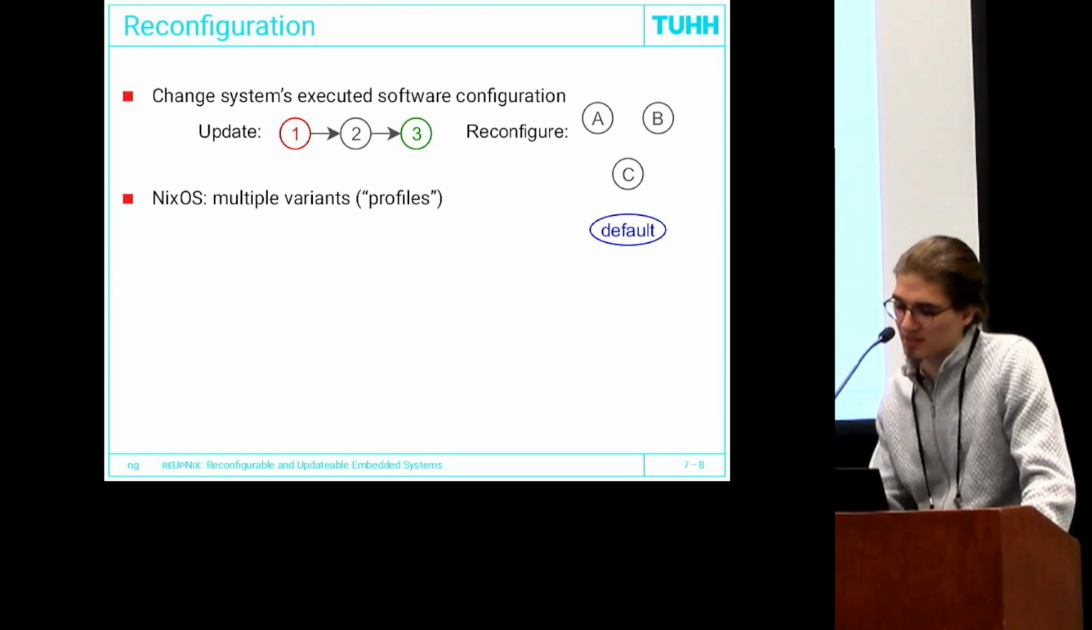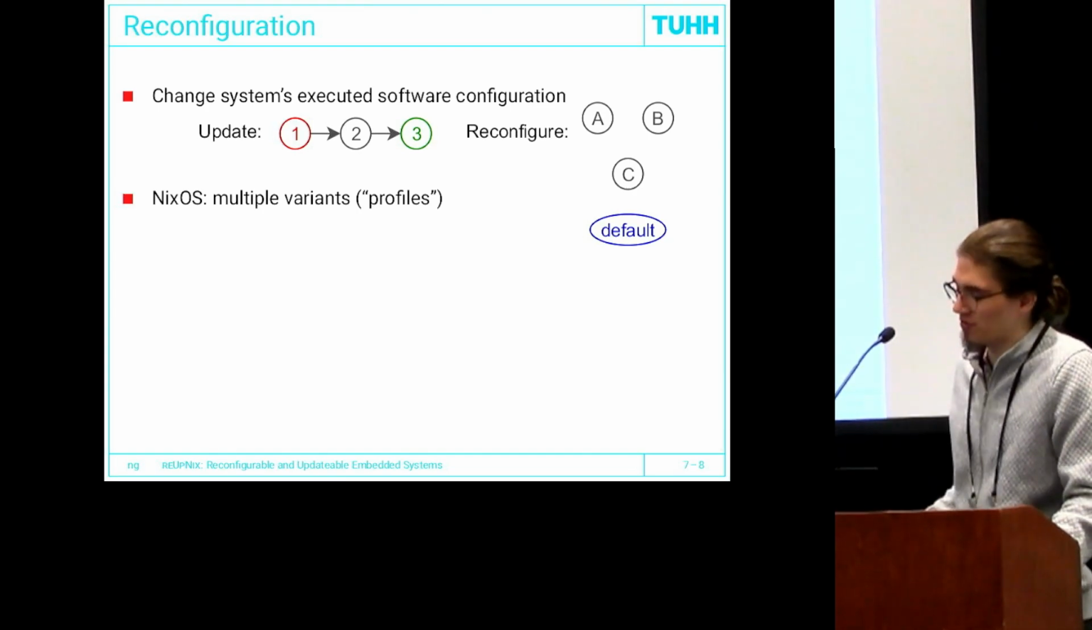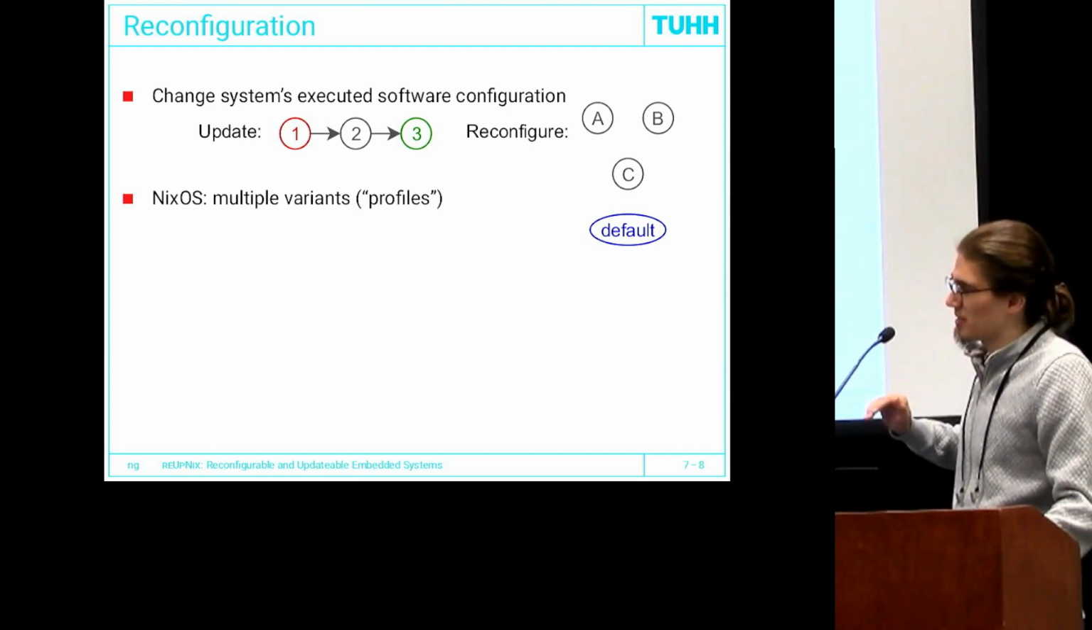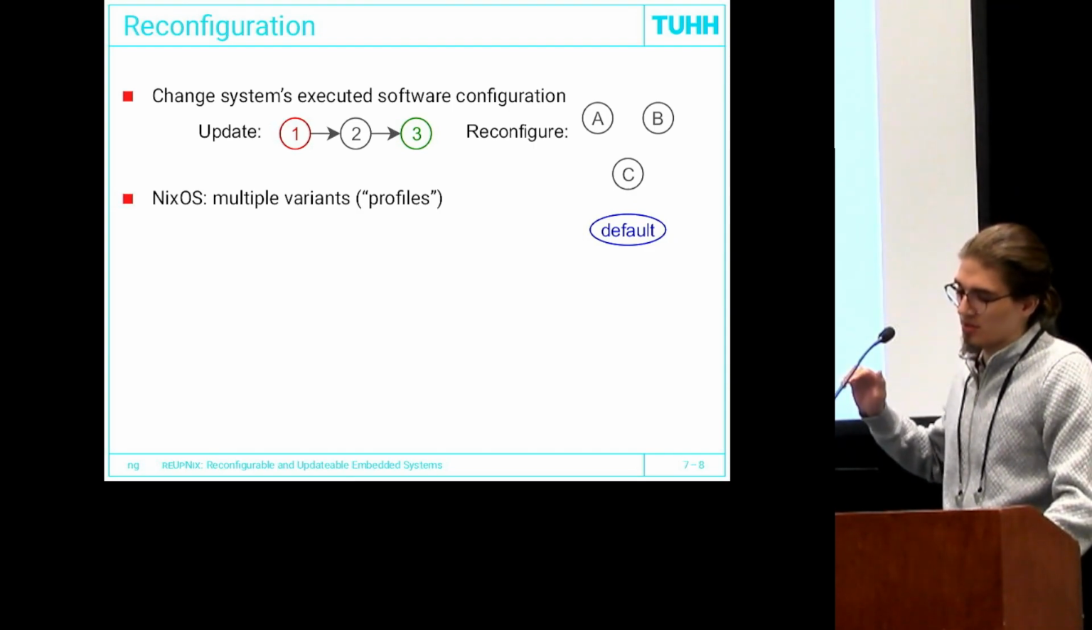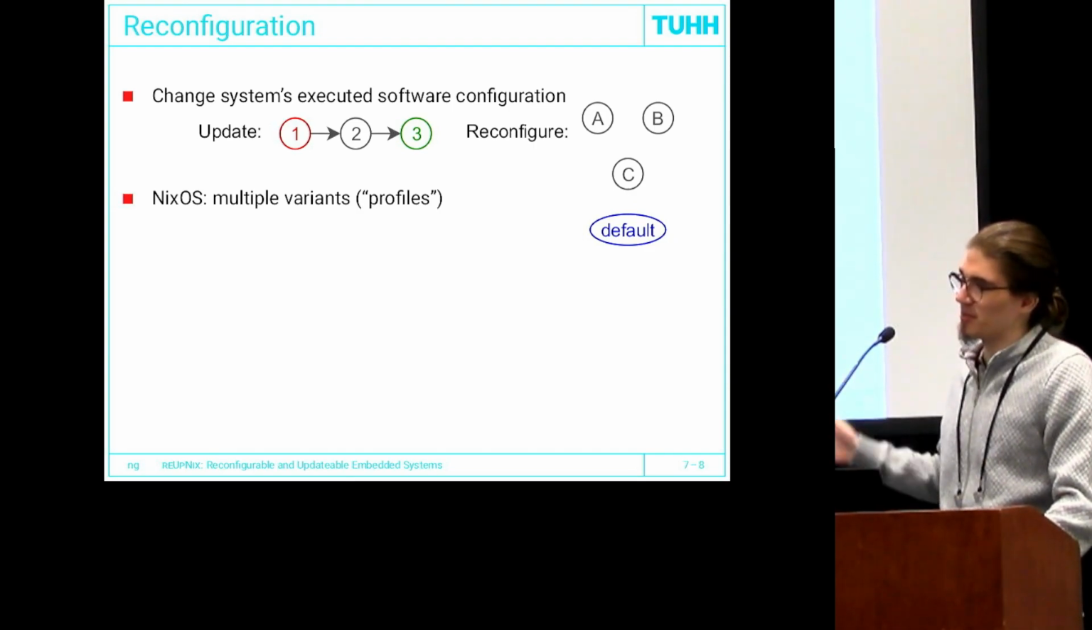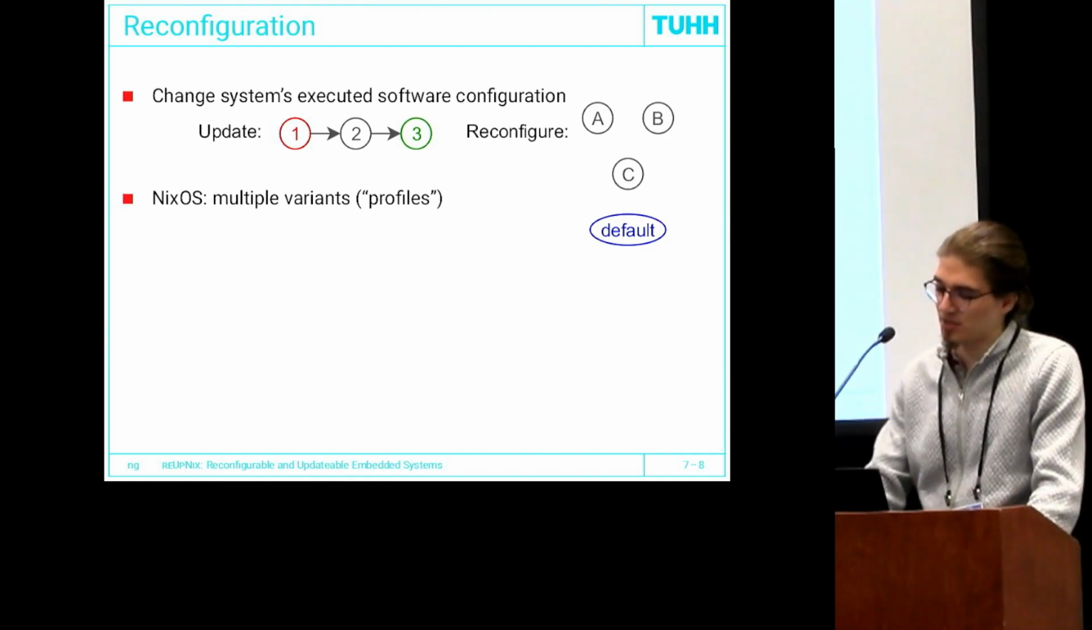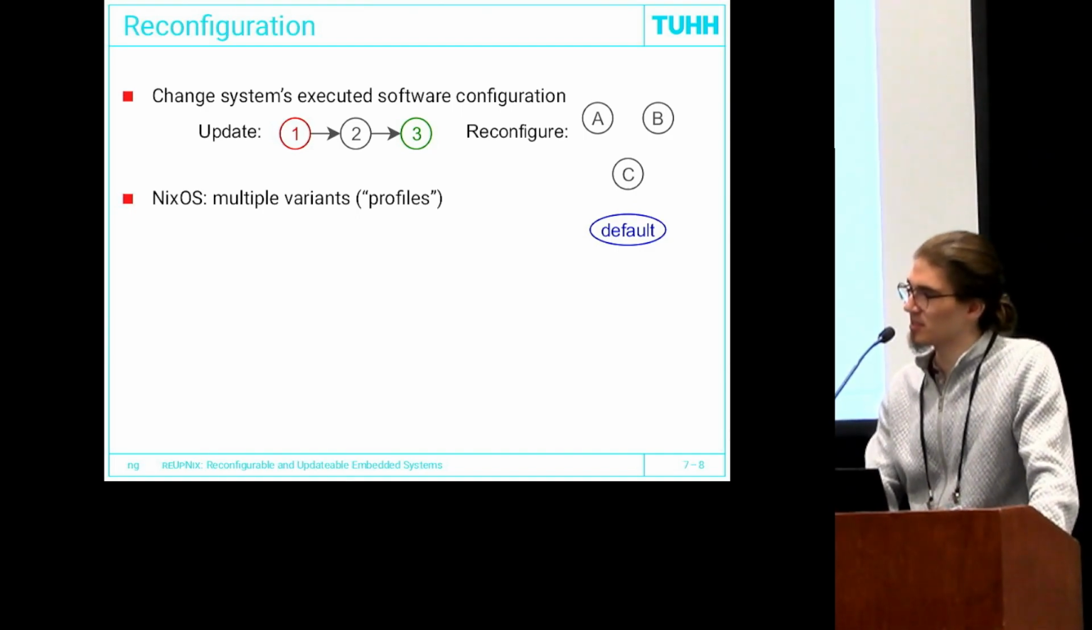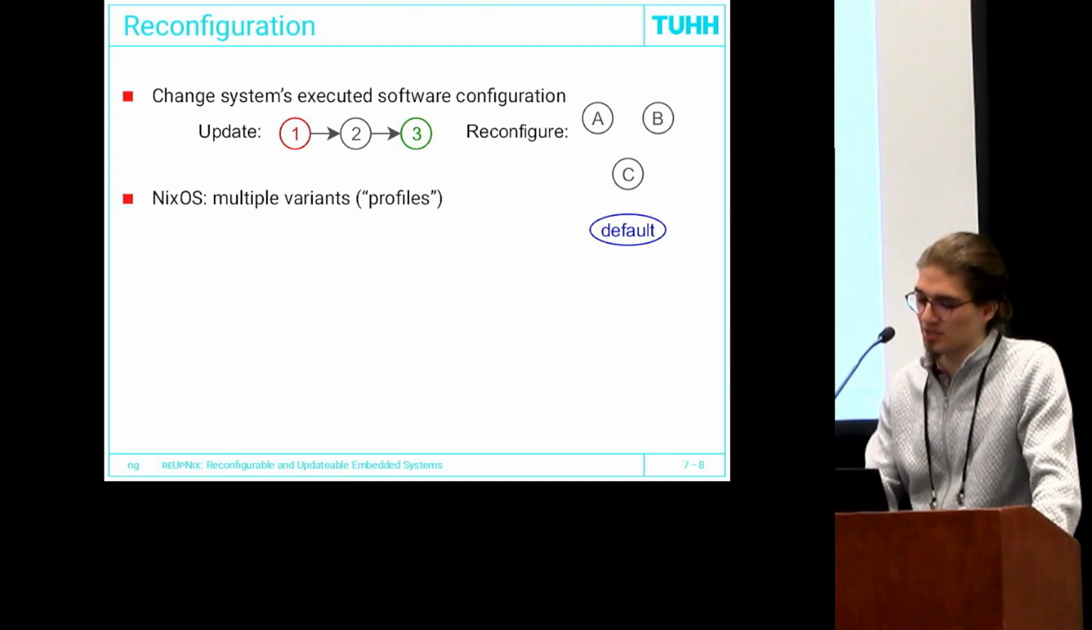With reUpNix, each machine implicitly has a default profile. This is a safe fallback. It is very simple. It only contains SSH basically and no applications. So it is very hard to ever break this, but it is still enough to change into the other configurations and to do updates.